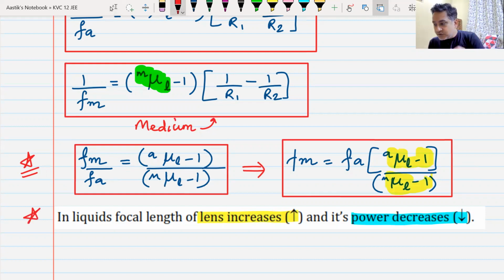What happens if you put a lens in a liquid? Generally, the focal length increases, power decreases. Please remember this. This chapter is all about remembering simple things in life. If you can remember simple things, you would do astoundingly better in this particular chapter, because this is all about remembering things and using them.